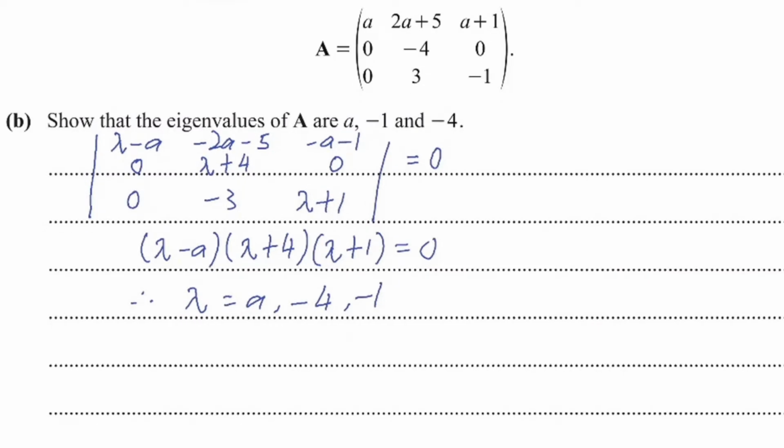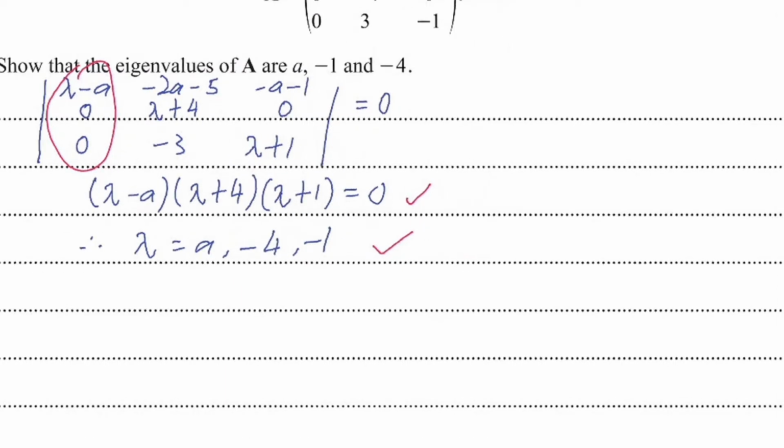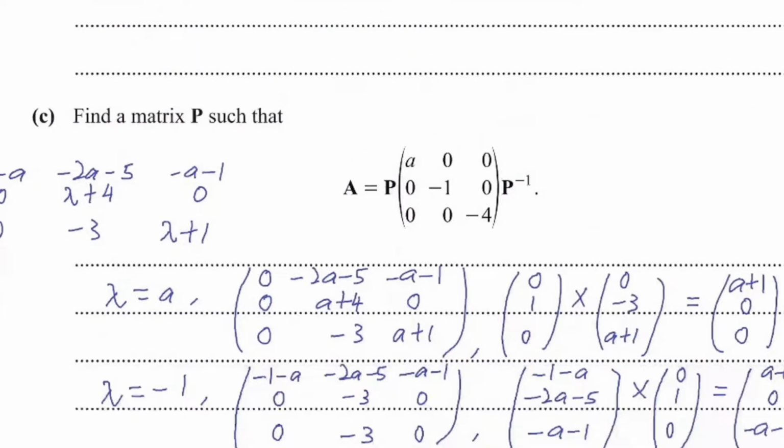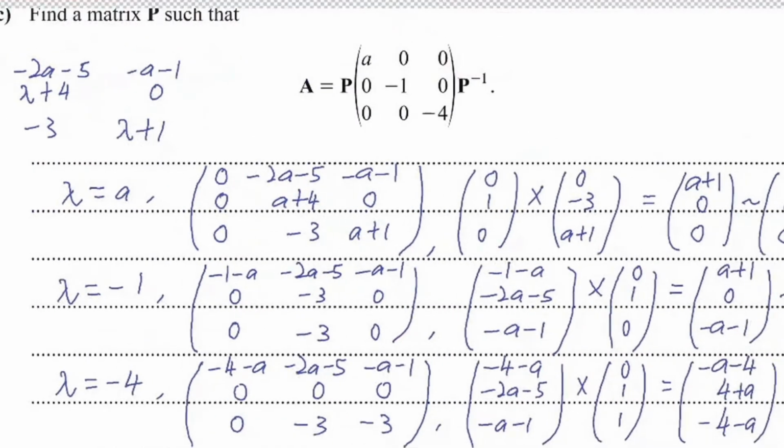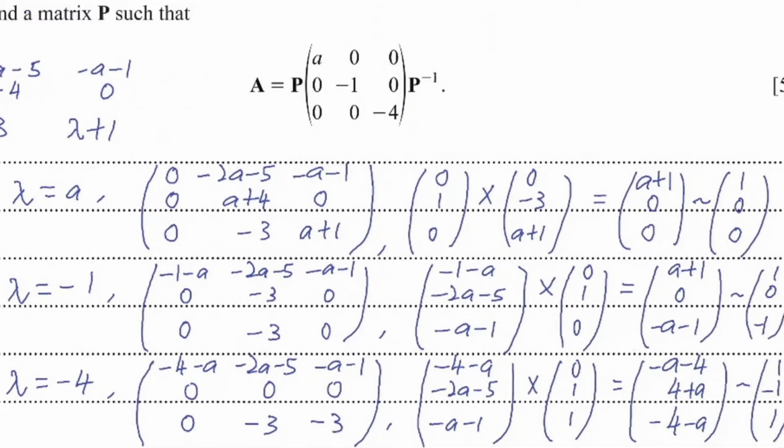It's very easy. When we choose the first column to expand, it gives us quite a nice expression already. So from here, we can easily prove that the eigenvalues are these three values here. So now, when we want to find the matrix P here, it is to look at the cross product of any two rows.